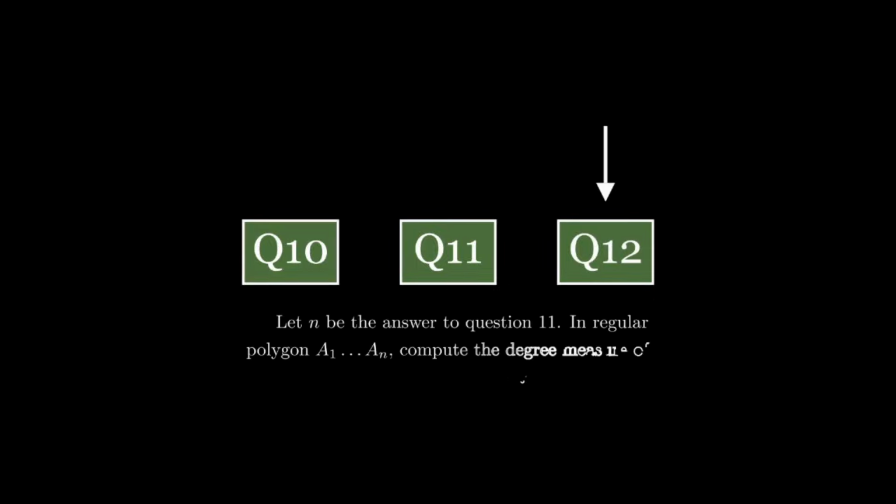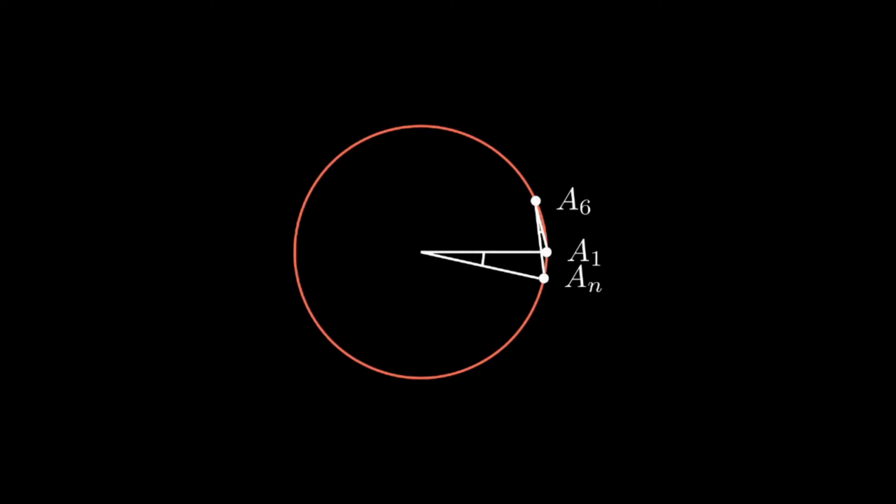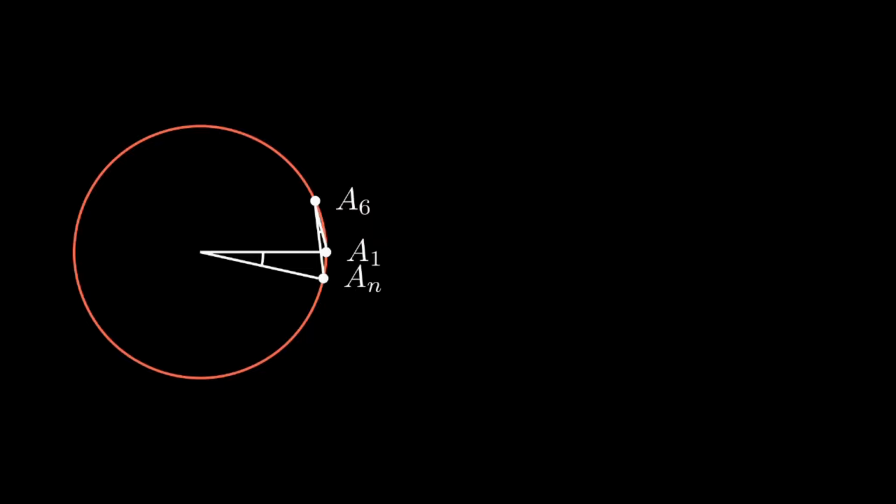In this question, we let n be the answer to question 11. And in the regular polygon a1 through an, let's compute the degree measure of angle a1, a6, an. Since we know that a1 through an is a regular polygon, this polygon is also a cyclic polygon. By the inscribed angle theorem, we know that angle a1, a6, an is half of the measure of minor arc a1, an. And as there are n minor arcs of that same measure because a1 to an is an n-sided polygon, the measure of a1, a6, an is 360 over 2n, or 180 over n degrees.